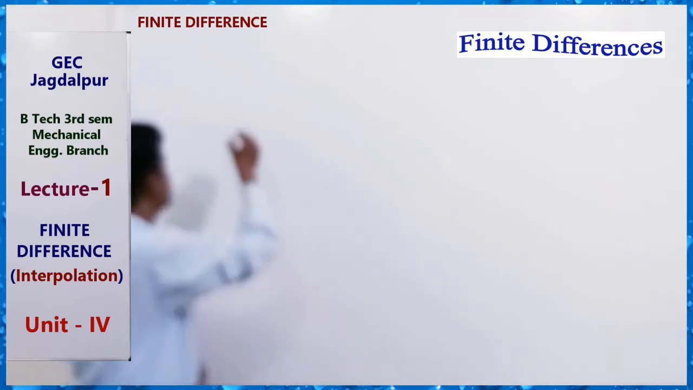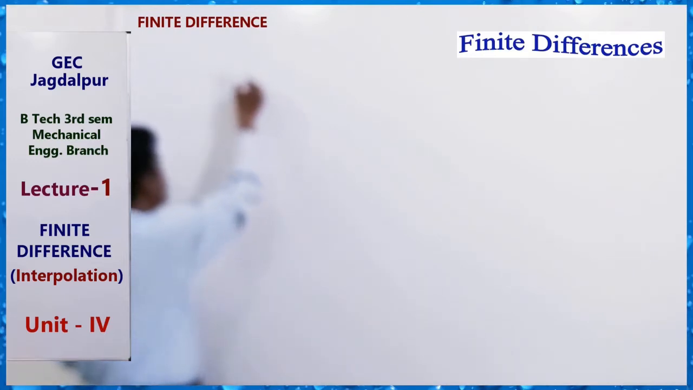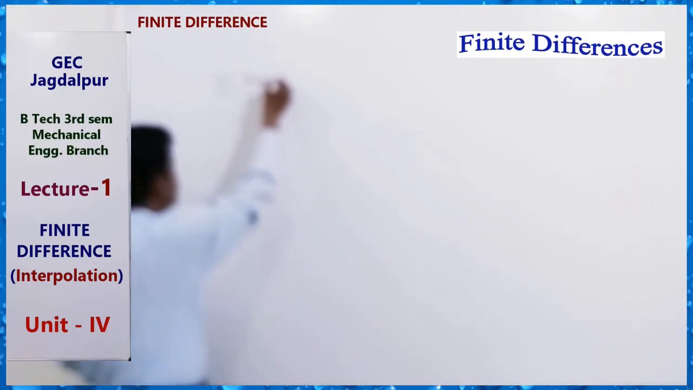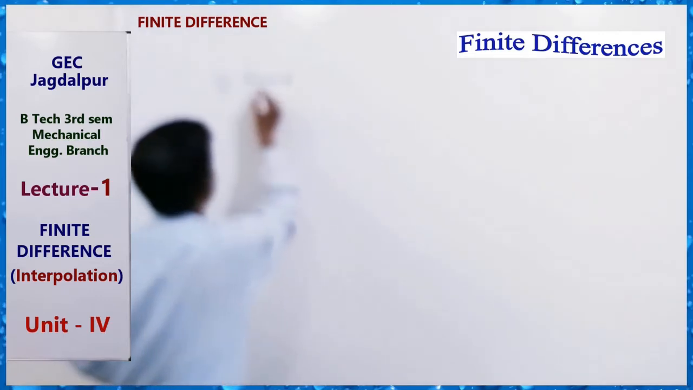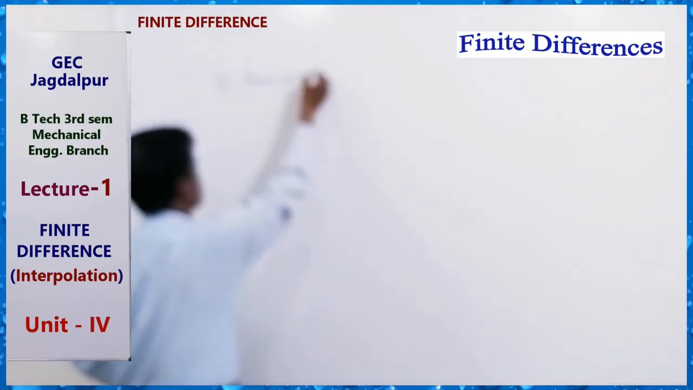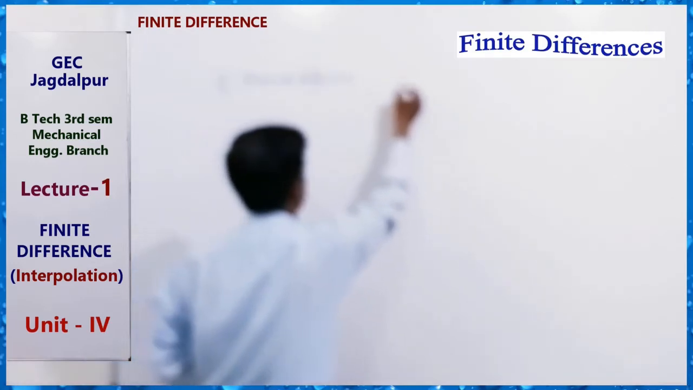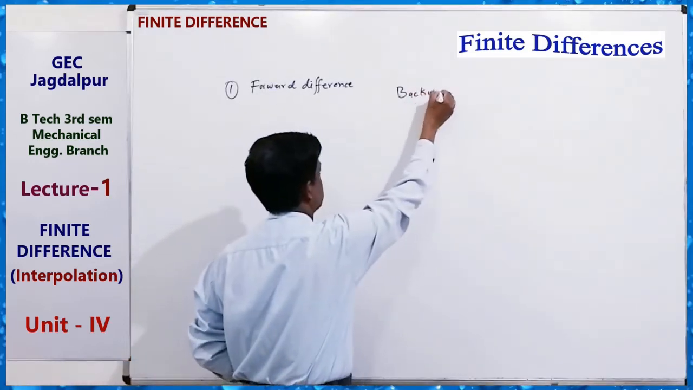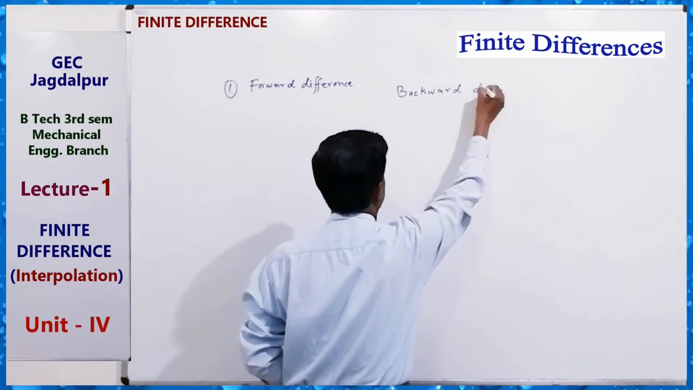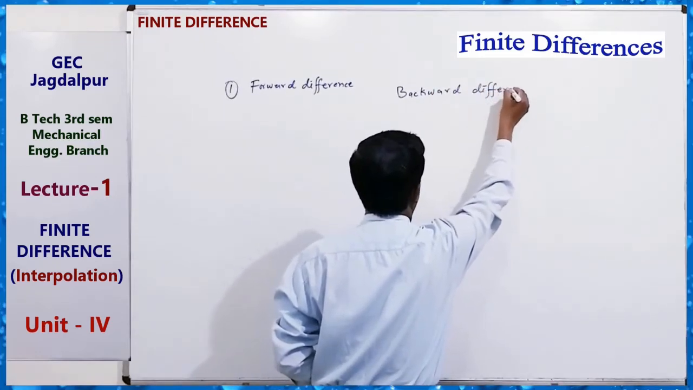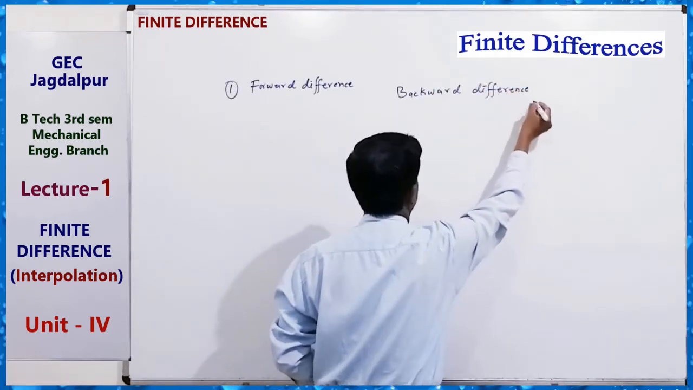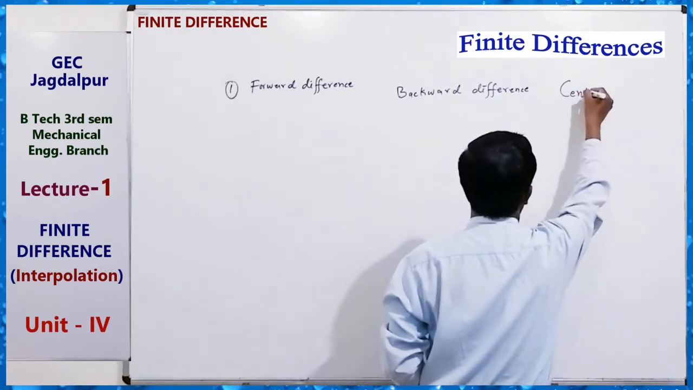So first is forward difference. Second, backward difference. And central difference.